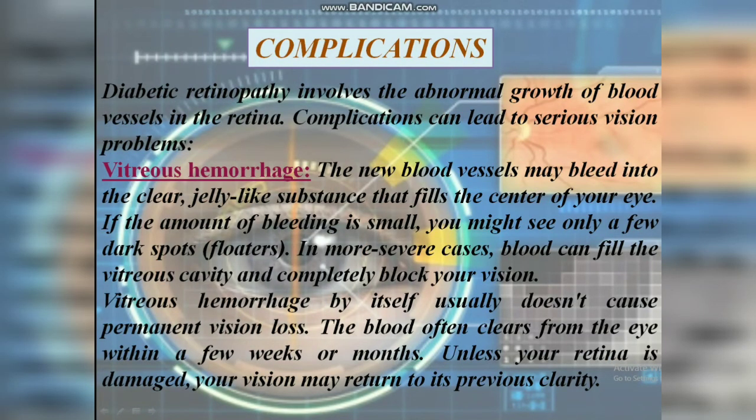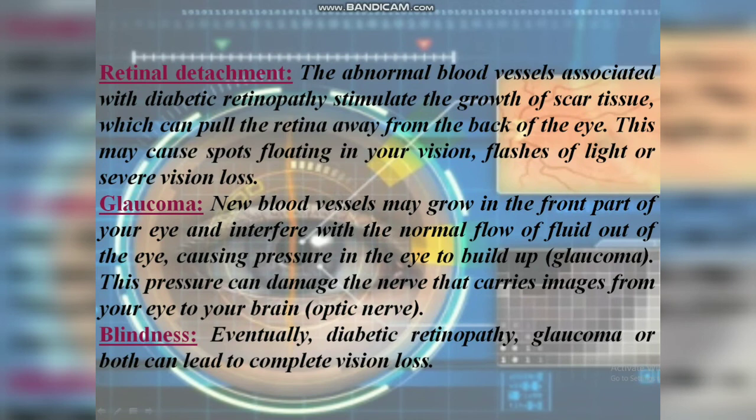Complications. Diabetic retinopathy involves the abnormal growth of blood vessels in the retina. Complications can lead to serious vision problems. First complication, vitreous hemorrhage. New blood vessels may bleed into the clear, jelly-like substance that fills the center of the eye. In severe cases, blood can fill the vitreous cavity and completely block the vision.